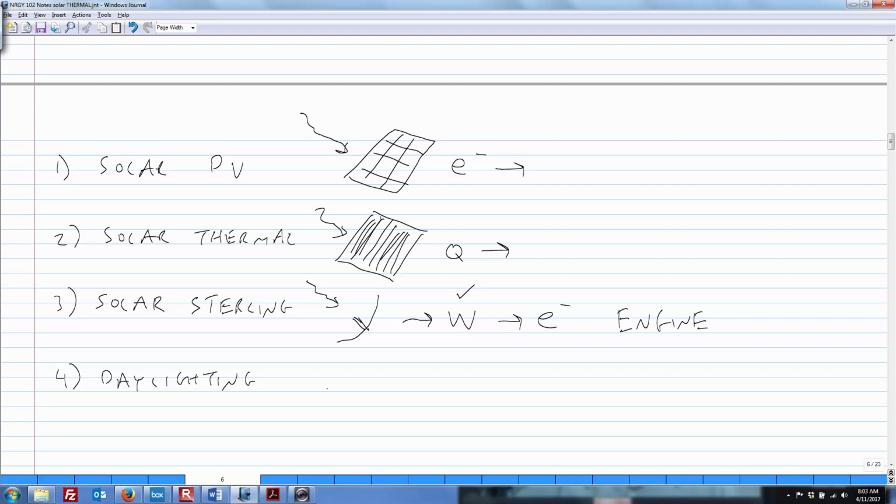Or you can just have daylighting. So in this case, you just have a house, and you have an open window. And you're looking just for light, we'll give you light and heat. And what this is doing, it reduces the amount of electricity. So if you use daylighting properly, you don't have to use the lights in the house. So you might have a light bulb here, and you don't have to use the light bulb for daylighting. Okay.